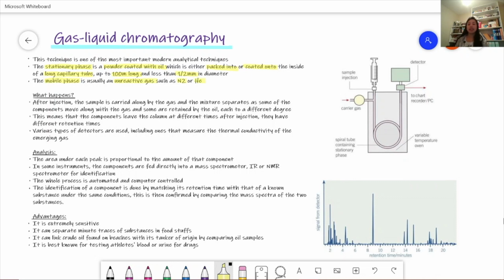After injection, the sample is carried along by the gas, and the mixture separates as some of the components move along with the gas and some are retained by the oil, each to a different degree. The components which move along with the gas have a higher affinity towards the gas, the mobile phase, whereas the things which tend to stay behind and are retained by the oil have a higher affinity to the stationary phase, and so they get left behind.